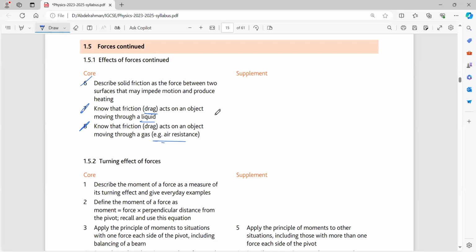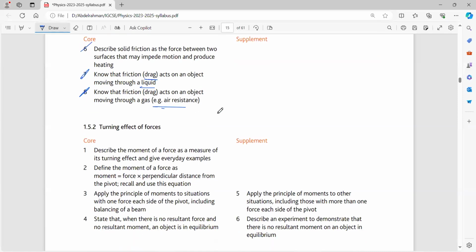So any motion in air or in liquid or above a solid will cause some sort of resistance. The only case in which no resistance occurs is if you're moving through a vacuum. Let's say you're moving in outer space. That's the only case, guys, in which no friction occurs. Okay? Okay, good.